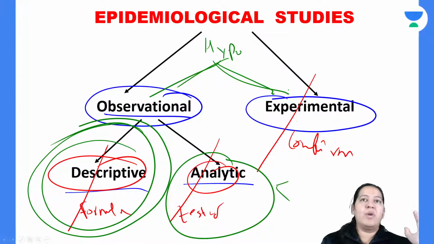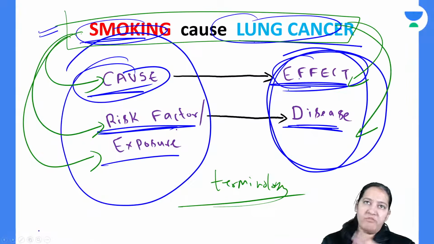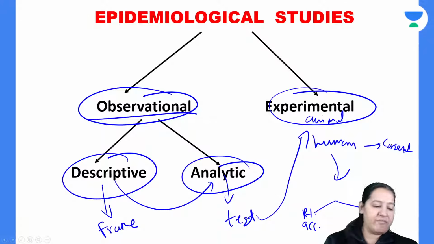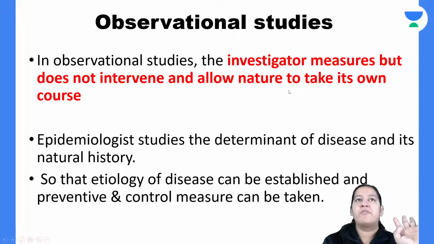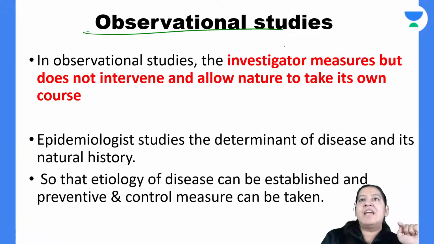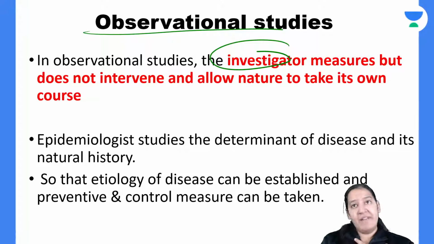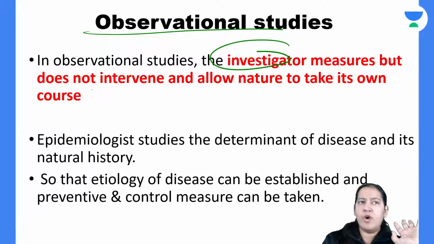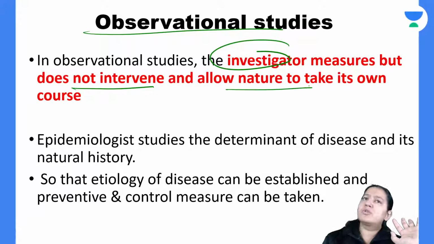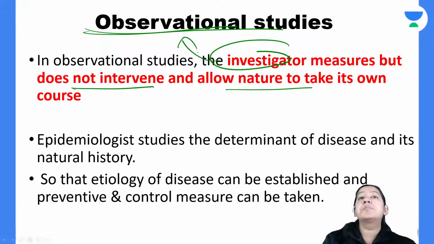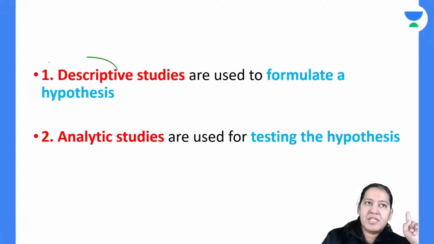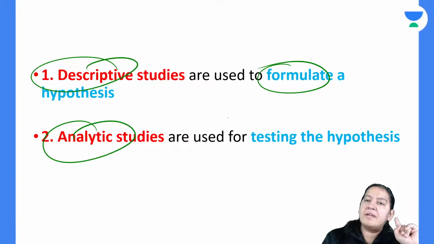Smoking leads to lung cancer, whether I'm right or wrong. I feel so. First time I'm proving it. Forget that someone has proven it, right? I'm proving it for the first time. So in an observational study, I'm the investigator. I will investigate, I will not intervene. I will allow the natural course to take its own way. I will only observe. As the name indicates, I am an observer. In descriptive study, I will formulate it. In analytic study, I will test it.